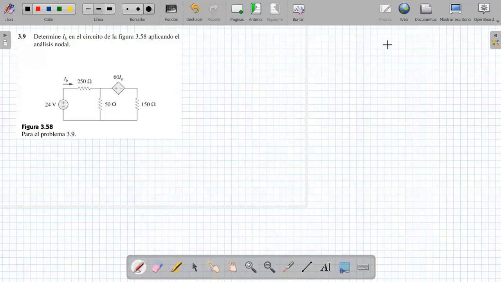Good morning, colleagues. Today we are going to solve exercise 3.9 from the book Fundamentals of Electrical Circuits by Sadiku. Here they ask us to determine the current IB that circulates here. In this circuit we have a voltage source, but unlike the previous exercise, this one is controlled by current.